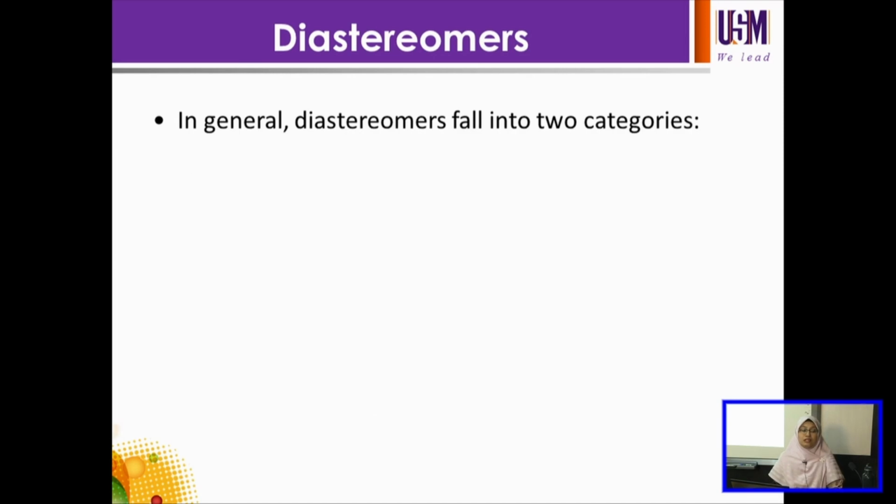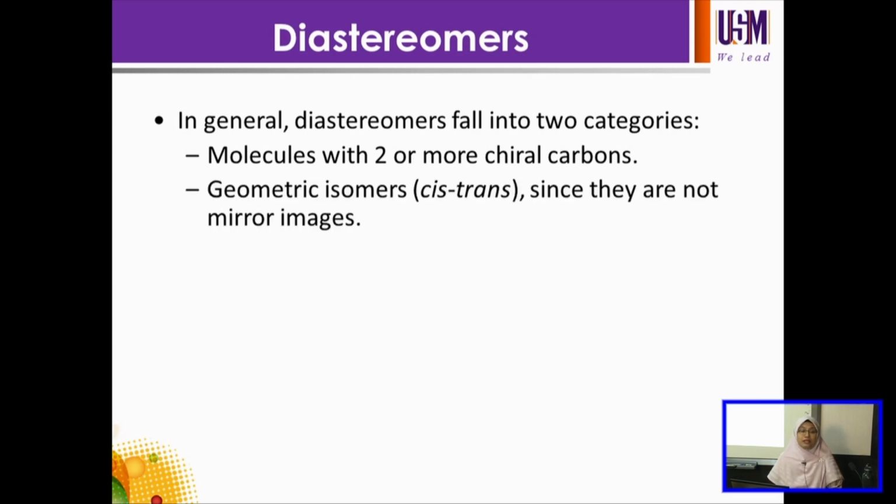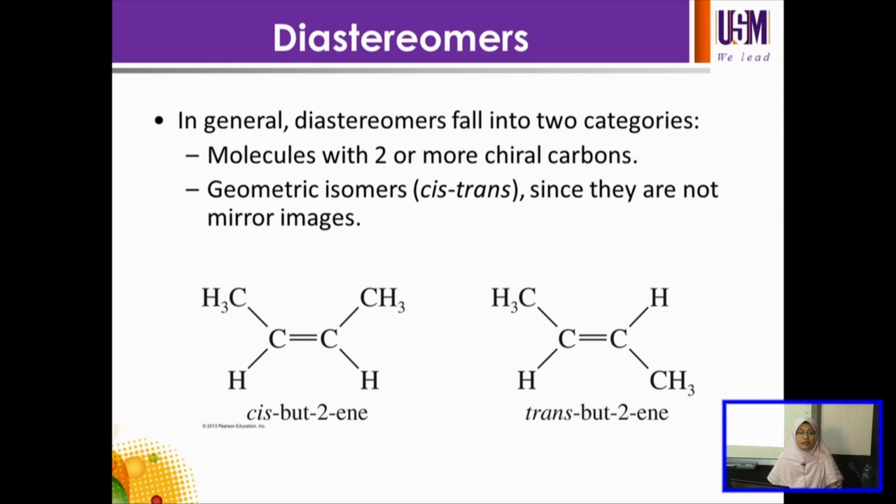In general, diastereomers fall into two categories. First is molecules with two or more chiral carbons. And second, geometric isomers such as cis and trans, since they are not mirror images. So for example here, we have cis-2-butene and trans-2-butene. These are actually a pair of diastereomers.